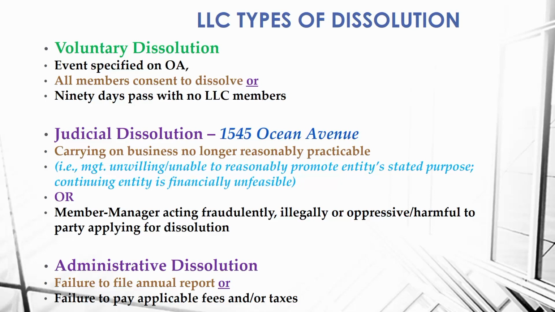Alternatively, if you can show that the person who's running the entity has acted fraudulently or illegally or oppressively to the other parties, that could be another ground for getting the court to dissolve it, but the courts don't like to do that. Administrative, again, it's always that, did you file your report? Did you pay your fees? So that you see throughout all of these.